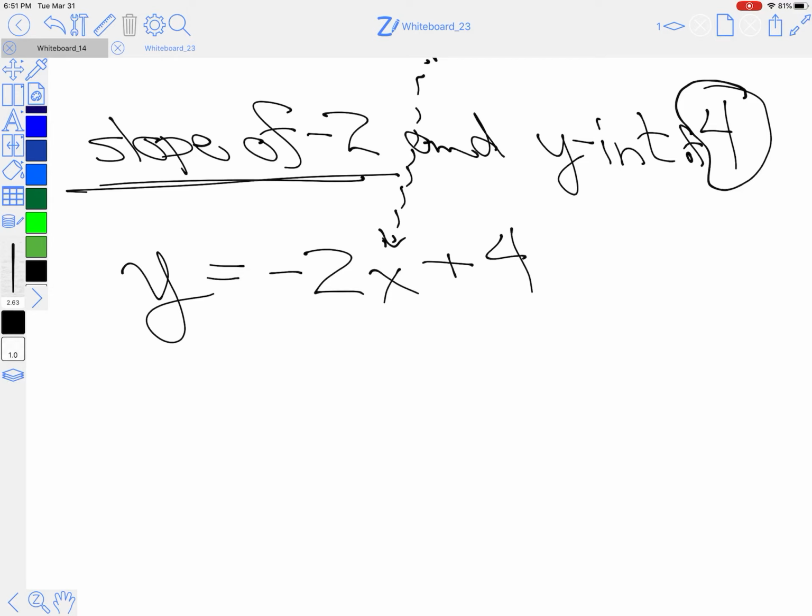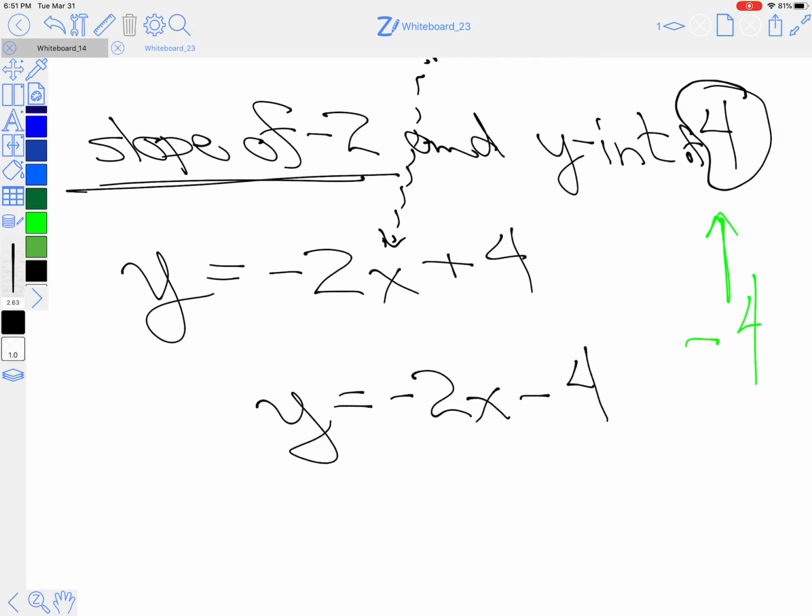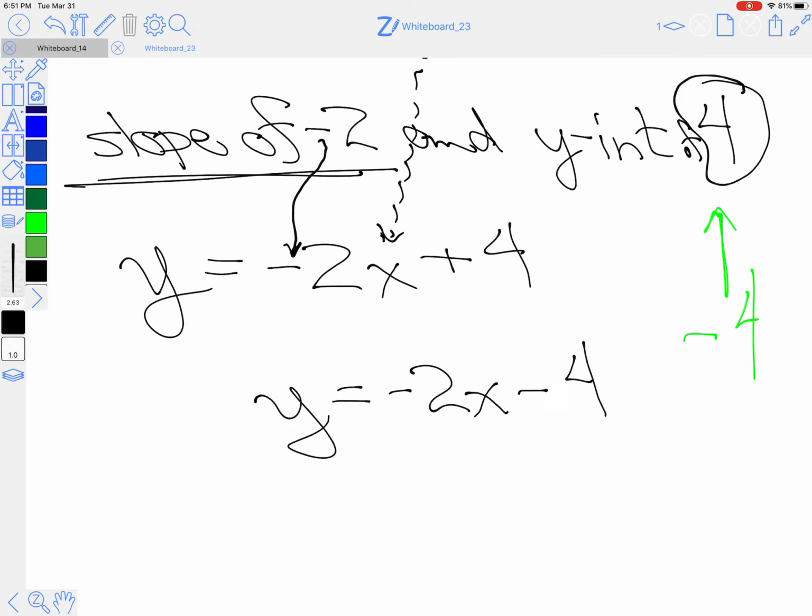Now if I did the same thing and I said the slope was -2 and instead the y-intercept was -4, well, it'd be nearly the same, except I would say y = -2x, and instead of saying +4 I would put -4 to show that the y-intercept is -4. Okay, and the same with slopes. If it says it's a negative slope, put the negative sign in there with it. If it's a positive slope, you don't have to.